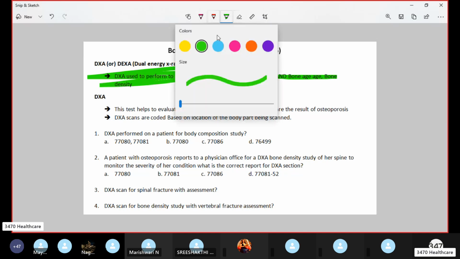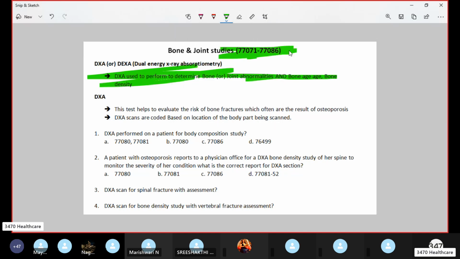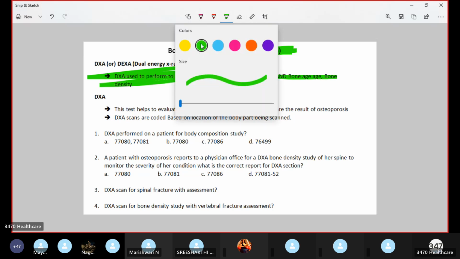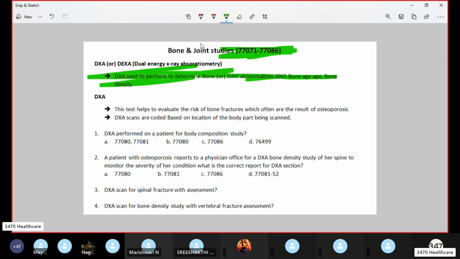Here I given bone and joint studies code ranges 77071 to 77086. So DEXA code you want to take, you can go with that code ranges. Every code you can check, all codes you can check, and you can answer my questions. I given below 4 questions, with the direct one, no other guidelines. But you need to know how to read the descriptions, below and above. If you're knowing well to read the CPT description, you will take the answers. Okay. So please find this one.